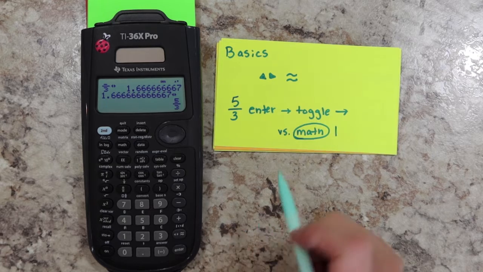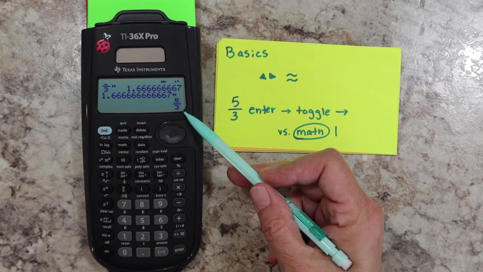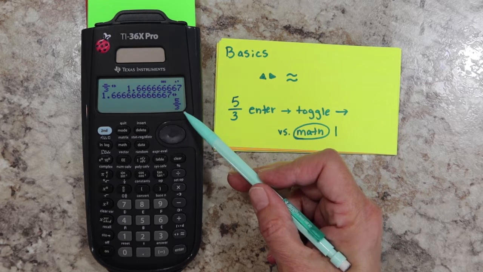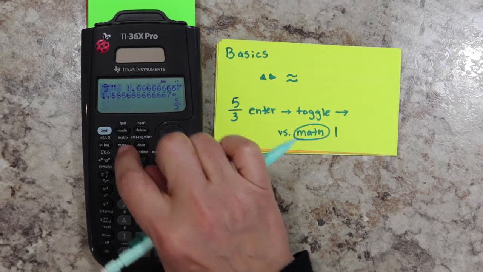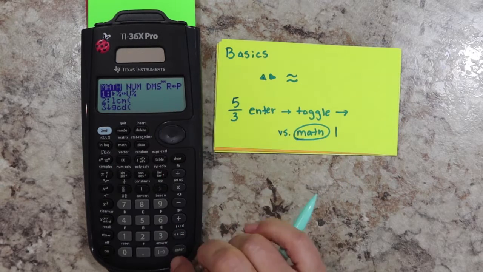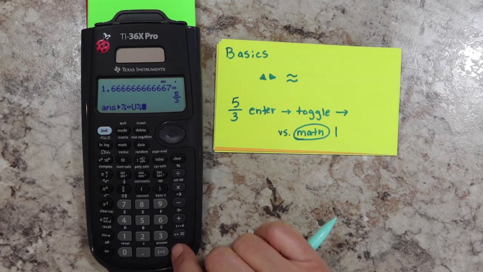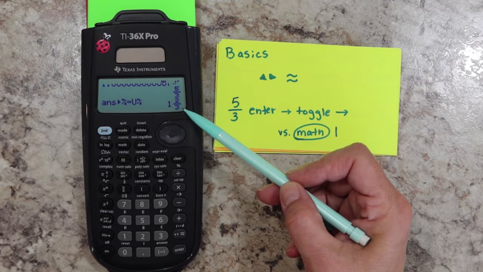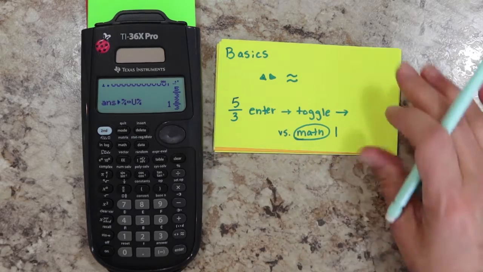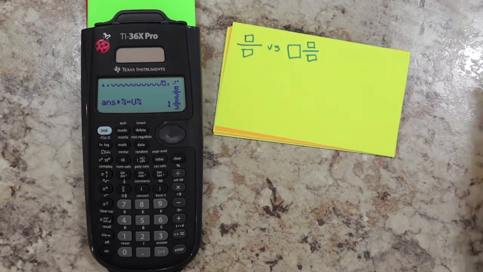All right, now if I'm in improper fraction form and I want to change it to a mixed number, there is a key here to do that. I can hit the math button and then choose the first option and then hit enter again. And now you can see it changed it to 1 2/3. And we'll talk about this button a little bit more in just a second.